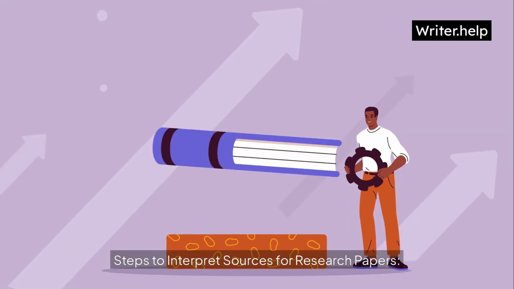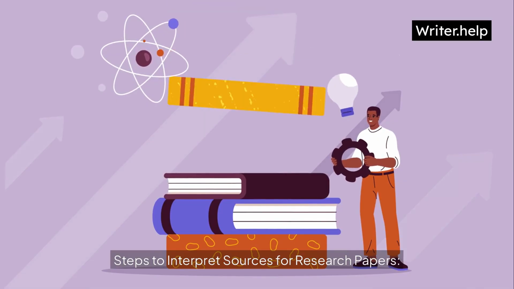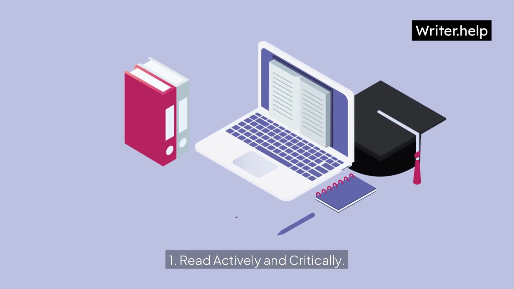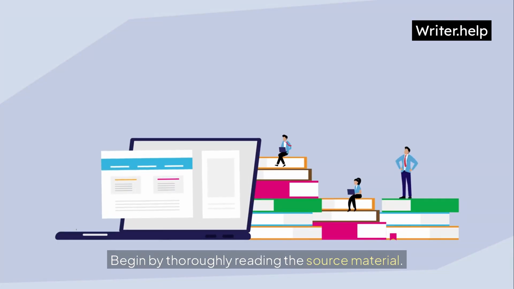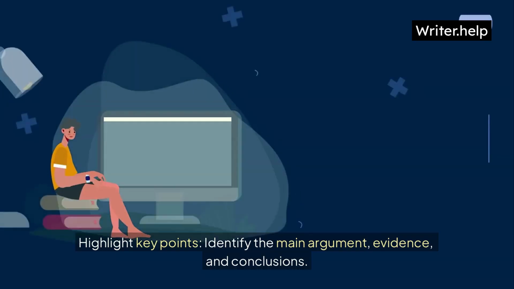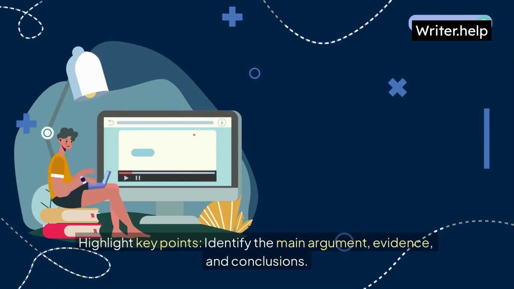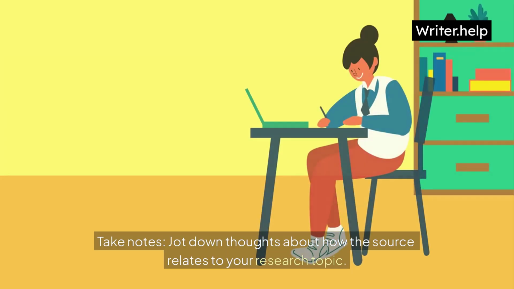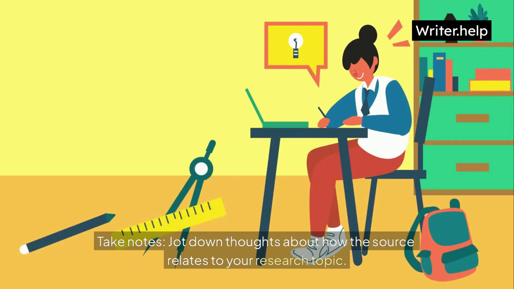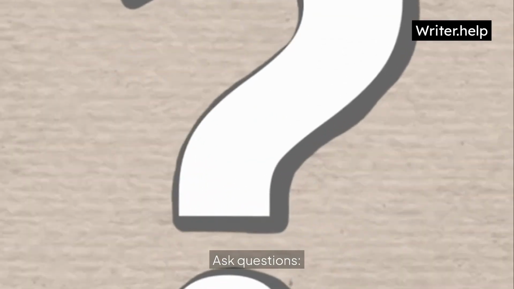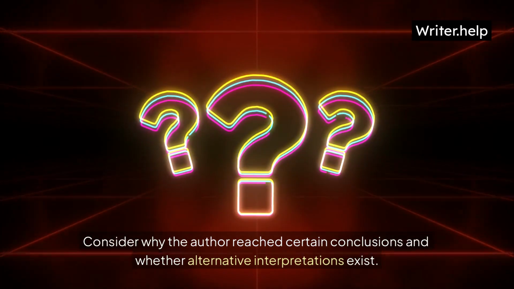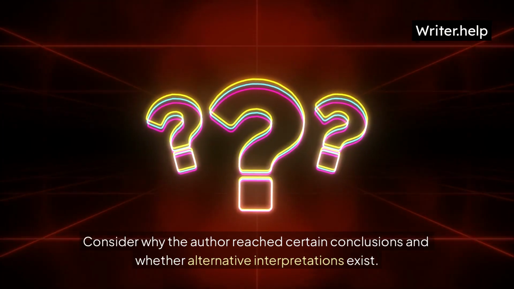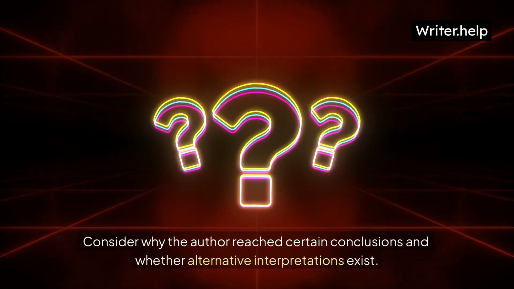Steps to interpret sources for research papers. 1. Read actively and critically. Begin by thoroughly reading the source material. While reading, highlight key points, identify the main argument, evidence, and conclusions. Take notes, jot down thoughts about how the source relates to your research topic. Ask questions. Consider why the author reached certain conclusions and whether alternative interpretations exist.